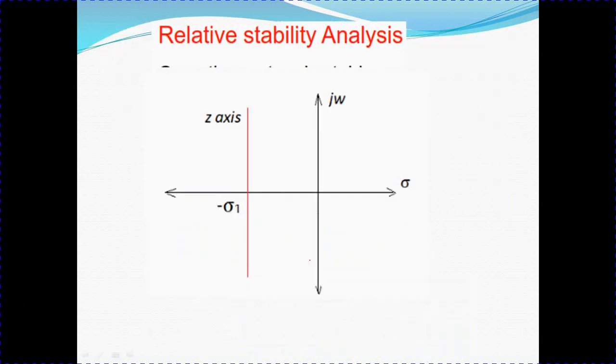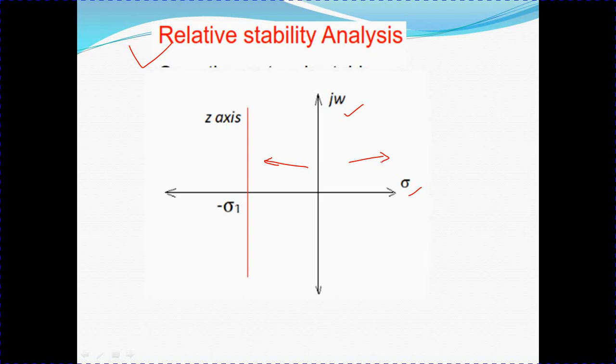Okay, so now we are going to see one more application of this RH criteria, that is known as relative stability analysis. Okay, so we know that sigma is a complex domain where sigma is the real axis and j omega is the imaginary axis. So till now, by using the RH criteria, what we have found out is whether the roots of the characteristic equation are going to lie on the left half of the S plane or on the right half of the S plane. Okay, so that's what the RH criteria gives us.